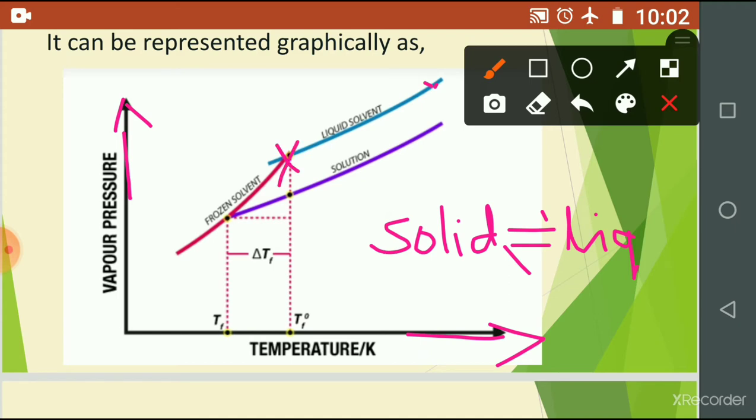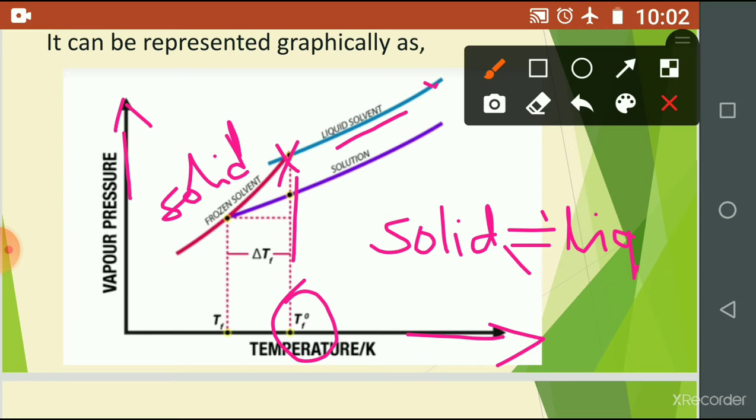It is the temperature at which the liquid becomes the frozen, that is solid, form. So the solid solvent vapor pressure becomes equal to the liquid solvent vapor pressure. This temperature is called the freezing point temperature of the pure solvent.